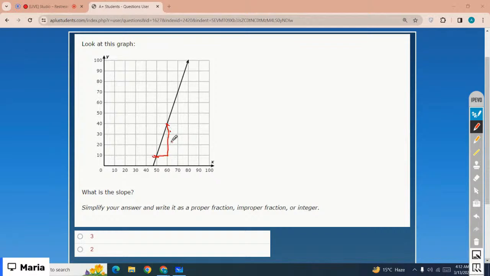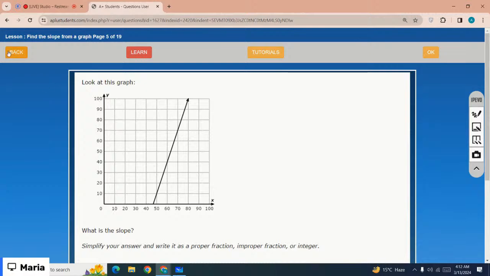Here you have 1, 2, 3, and here you have 1. So the slope is change in y, which is 3, and change in x, that is 1, so 3 over 1. The correct option is 3. That means the slope of this graph is 3. Okay, you can complete the lesson by yourself later today. Let me just move on to the next lesson.